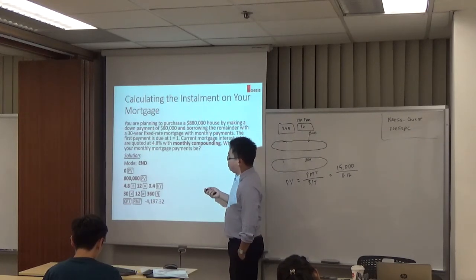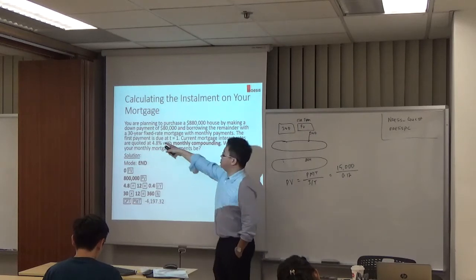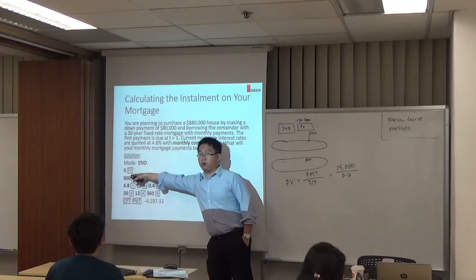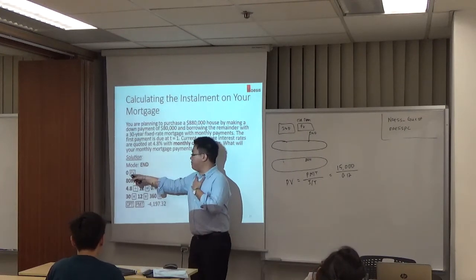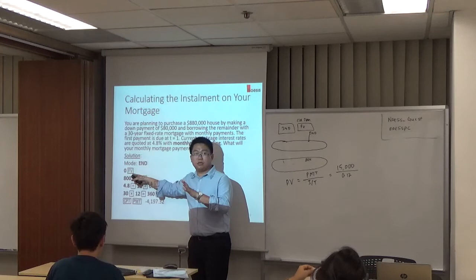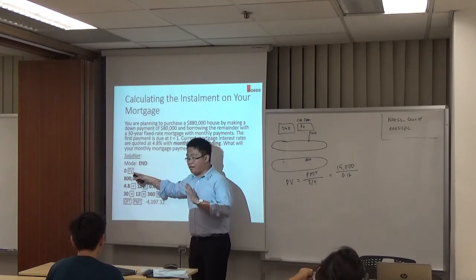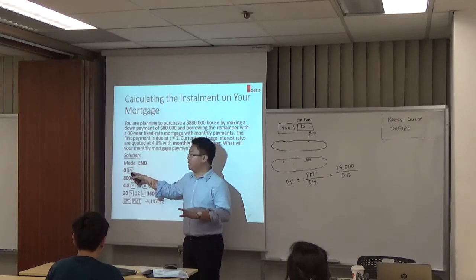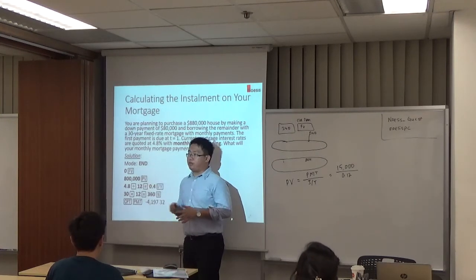In this case, we'll put mode as END because the first payment is due 1 period from now. Then you'll put FV as 0. That means that by the end of the 30 years, you will no longer owe the bank anything. You will owe the bank 0. You have repaid everything by then. Your PV will be 800,000.